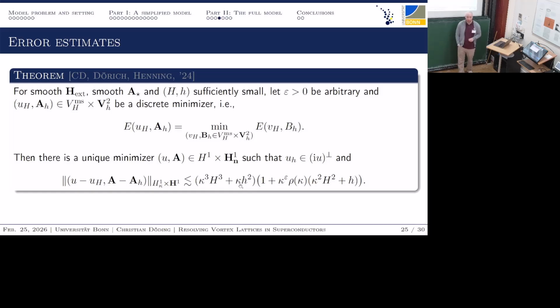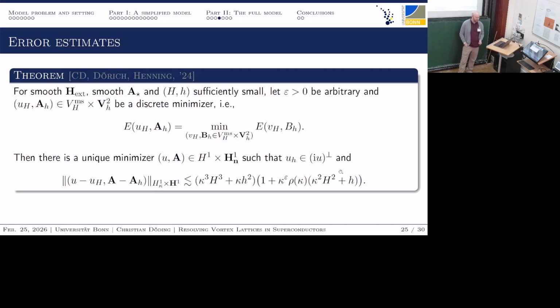plus this optimal order here for the vector potential, which is 2 with respect to the mesh size, and there is only 1 kappa popping up here in this error estimate. So this indicates that the structure in the vector potential is not that sensitive to variations of kappa. That's what it actually means.